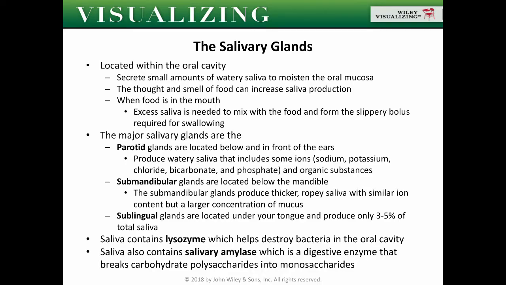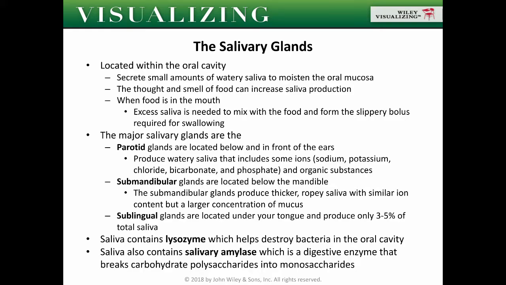The major salivary glands are the parotid glands, which are located below and in front of the ears. They produce watery saliva that includes some ions, sodium, potassium, chloride, bicarbonate, and phosphate ions, and other organic substances. We also have the submandibular glands below the mandible. The mandible is basically your jawbone. The submandibular glands produce a thicker, ropey saliva with similar ion content but a larger concentration of mucus. And then the sublingual glands are below the tongue. Lingual technically means tongue. I think it's originally a Latin word.